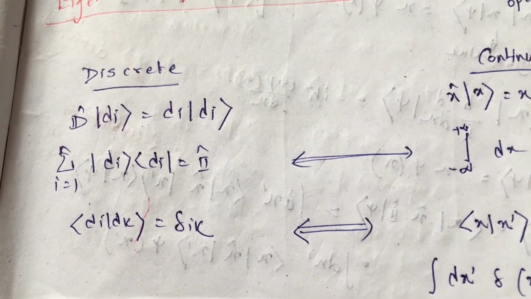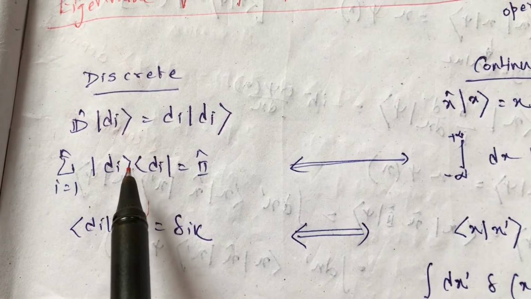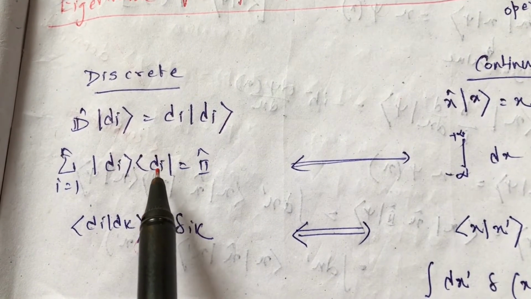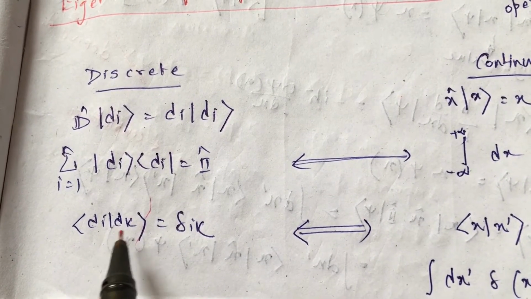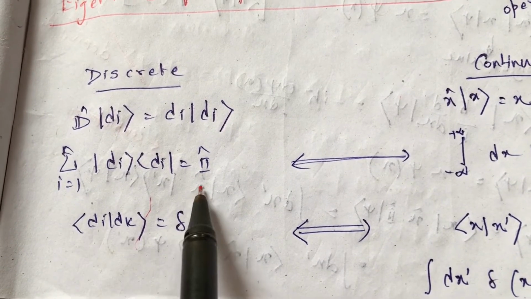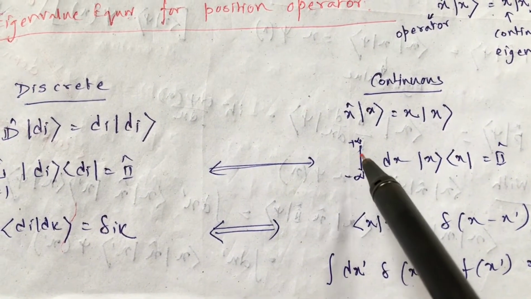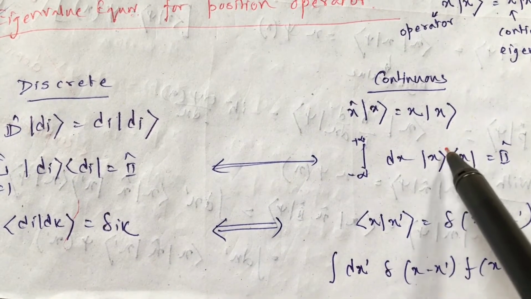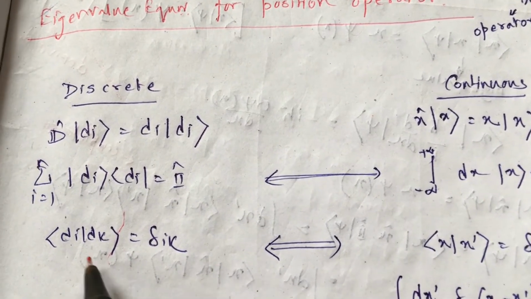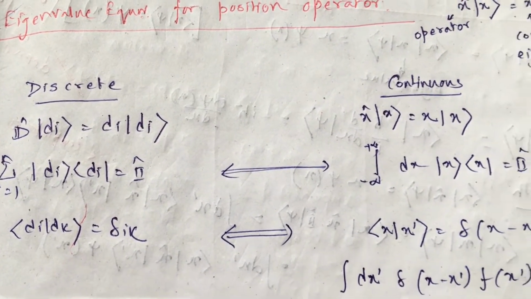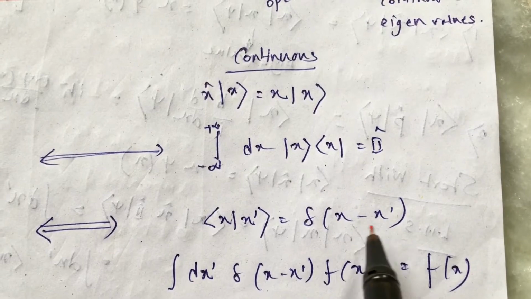The completeness relation in discrete space looks like this. This is outer product of two eigenstates di and di. If this is written like this, this is called outer product, and if it is written like this, this is called inner product or scalar product. This is the completeness relation, and this becomes like this, that is integration of minus infinity to plus infinity dx, and the outer product of x states, this is equal to 1. And this is the orthonormality relation for discrete space, and in continuous space we have this orthonormality condition.